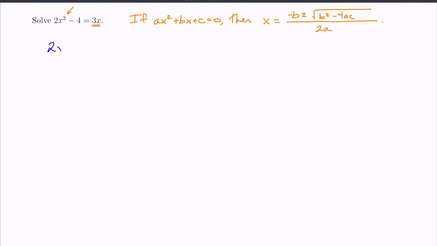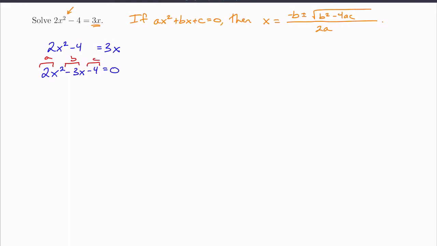So our first step in solving 2x squared minus 4 equals 3x will be to set that equation equal to 0 by subtracting 3x from both sides and putting it in standard form. Subtracting 3x from both sides and putting it in the standard form would then give us the equation 2x squared minus 3x minus 4 equals 0. And now that it is in that standard ax squared plus bx plus c equals 0 form, I can identify my a, my b, and my c for the quadratic formula. My a is 2, my b is negative 3, and my c is negative 4.